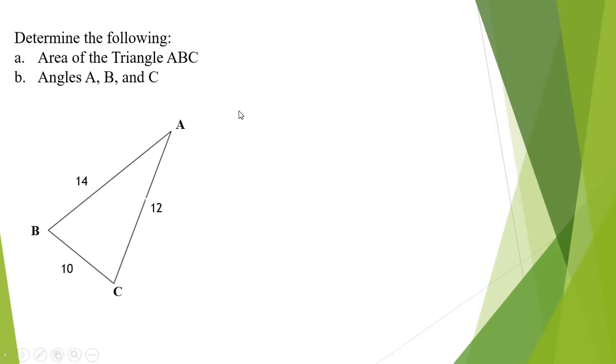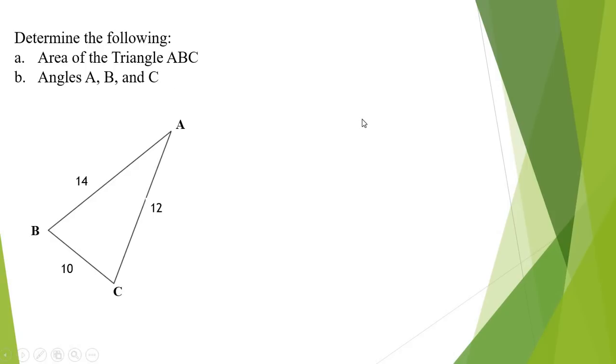Now, let's have another illustrative example. Determine the following: the area of the triangle ABC given this figure, and the angles A, B, and C. If you notice, we are given the 3 side lengths. We have 10, 12, and 14.